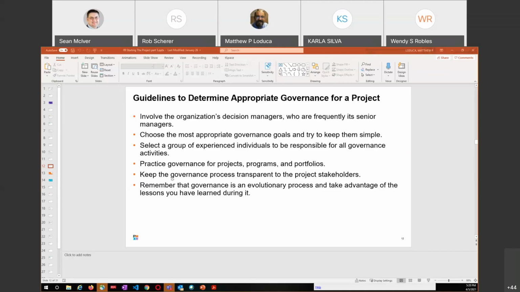And then this last thing, remember, governance is an evolutionary process and take advantage of the lessons you've learned during it. I don't really know what to say about that. It's self-evident. It's what it is. Any questions on these guidelines for appropriate governance for a project?